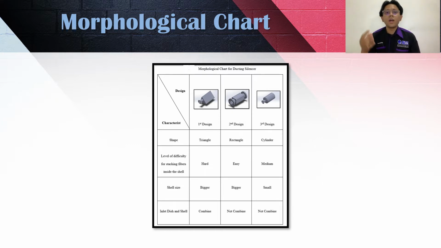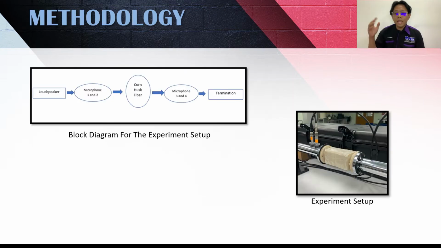That's the reason why I chose the second design. Next, for the methodology, we can see the experiment setup that I captured while I ran the experiment. We can see that the ducting silencer that I fabricated has been connected to the impedance tube. And then we go to the block diagram for this experiment.